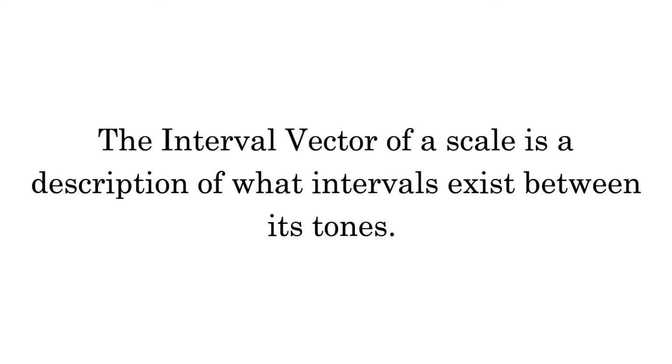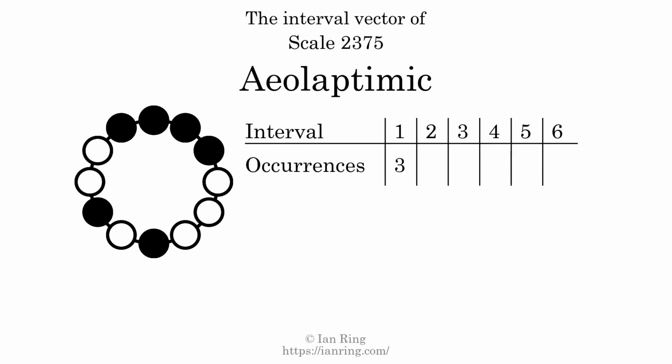The interval vector of a scale is a description of what intervals exist between its tones. There are 3 intervals with the size of 1 semitone. They are here, here, and here. There are 3 intervals with the size of 2 semitones. They are here, here, and here. There are 2 intervals with the size of 3 semitones. They are here, and here.